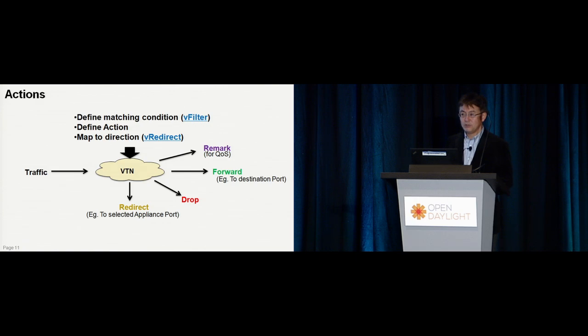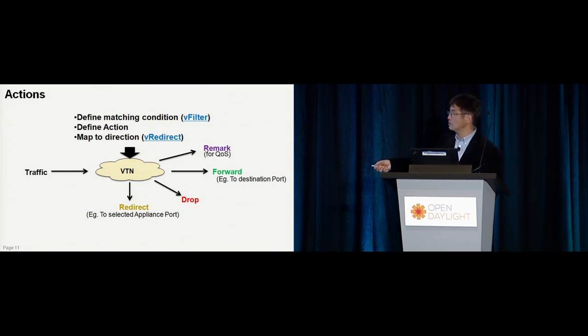Then let me tell you more detail about how we define the actions. If you create a VTN, traffic or any packet flows come to this VTN. First of all, we define the filtering matching condition as a vFilter, using the 12 tuples. Then if the traffic matches this condition, we can define an action as a forward. So this is simple packet forwarding, then go to the destination.